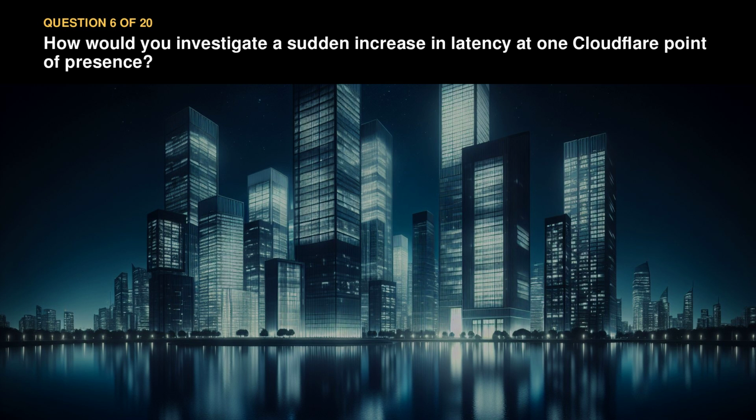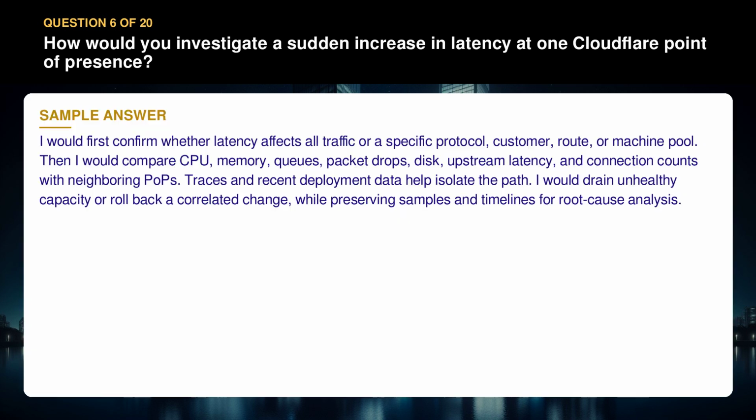Question 6. How would you investigate a sudden increase in latency at one Cloudflare point of presence? I would first confirm whether latency affects all traffic or a specific protocol, customer, route, or machine pool. Then I would compare CPU, memory, queues, packet drops, disk, upstream latency, and connection counts with neighboring POPs. Traces and recent deployment data help isolate the path. I would drain unhealthy capacity or roll back a correlated change, while preserving samples and timelines for root cause analysis.